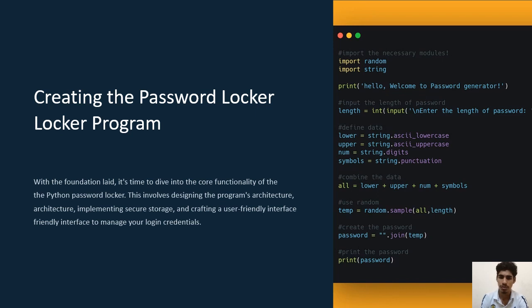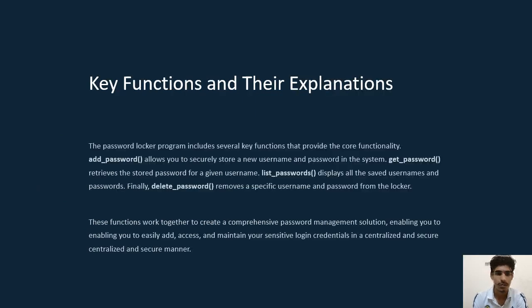These are all the functions used in the password locker program. Then password is equal to join temp, print password. The print password gives the statement print. So then we will write the password. Then if the password is correct, the file will be opened. Otherwise, it will show that your password is wrong.